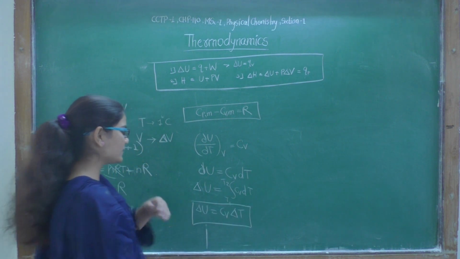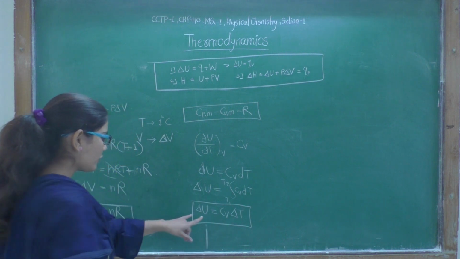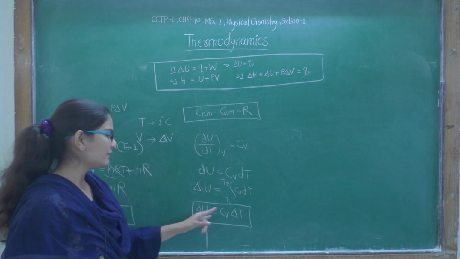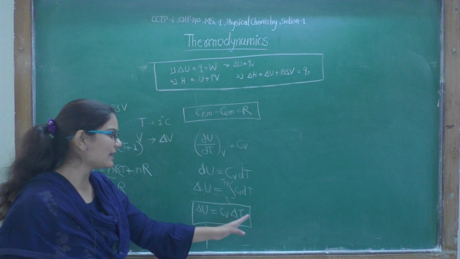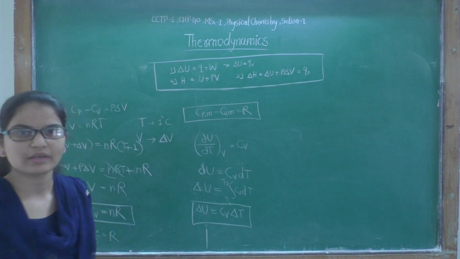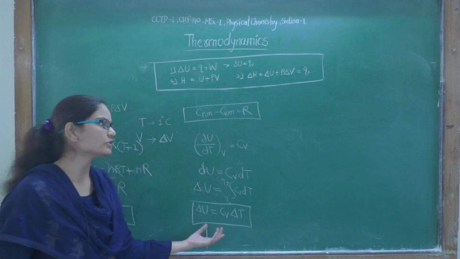We got delta U is equal to Cv delta T. And from this, we can calculate delta U by Qv, and we will know delta T, and we will know the value of Cv. In this way, we can calculate the value of specific heat capacity at constant volume.